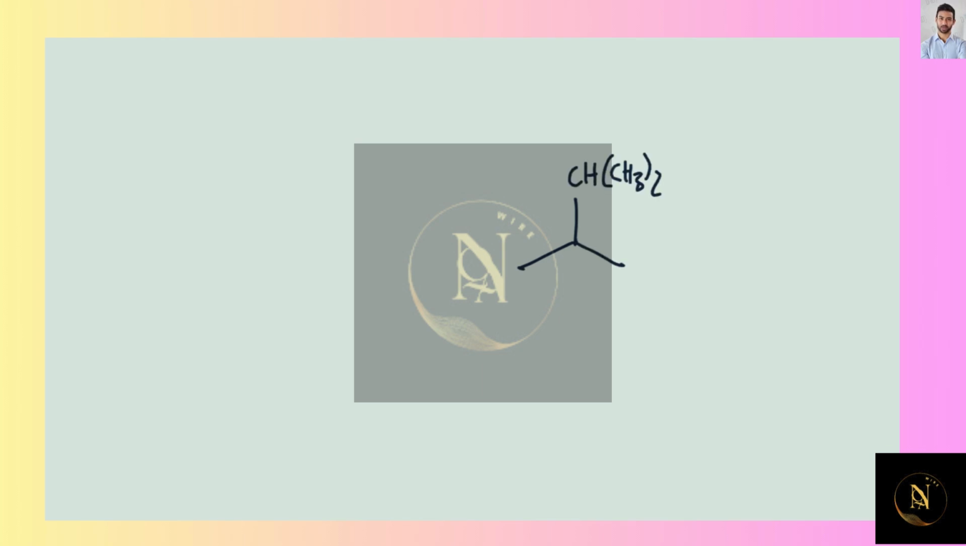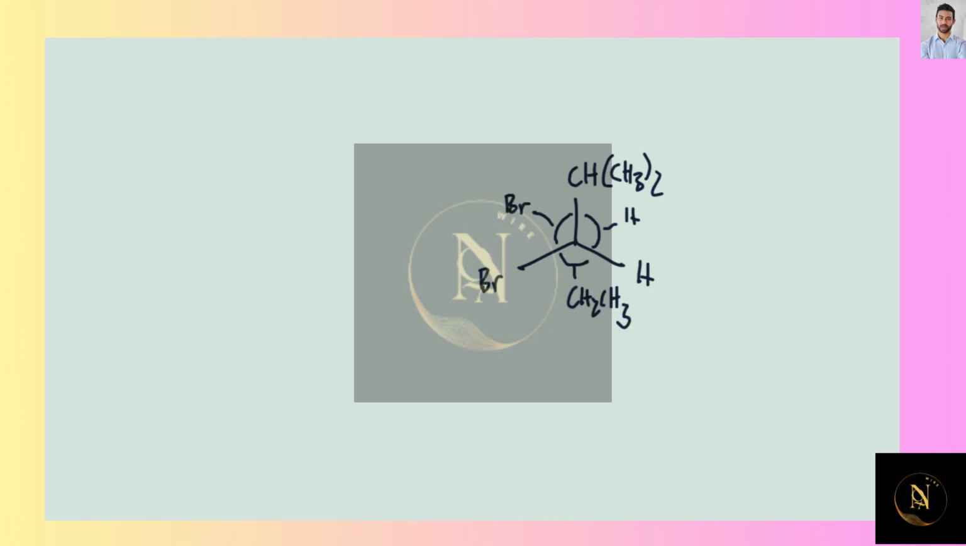Okay, we have a Newman projection. CH, CH3, CH3, H, BR, and on this back circle, we have an H, CH2, CH3, and BR.